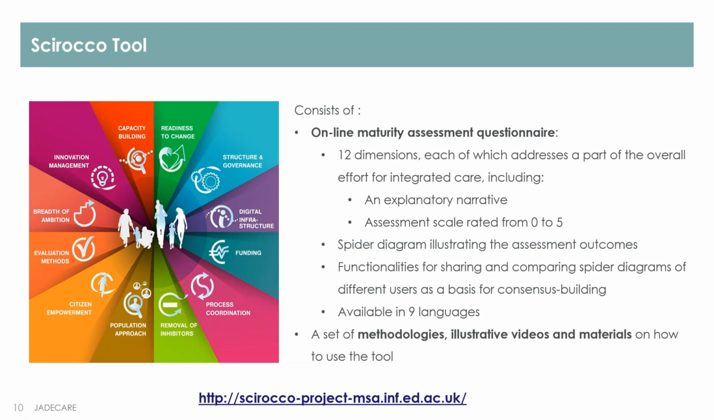It consists of an online maturity assessment questionnaire that includes 12 dimensions, each of which addresses a part of the overall effort for integrated care, and includes an explanatory narrative and an assessment scale rated from 0 to 5. It also gives us an output, a spider diagram illustrating the assessment outcomes, and has functionalities for sharing and comparing spider diagrams of different users as a basis for consensus building.